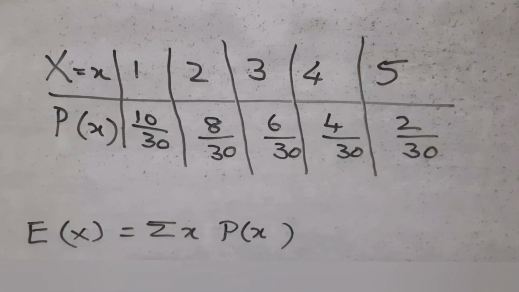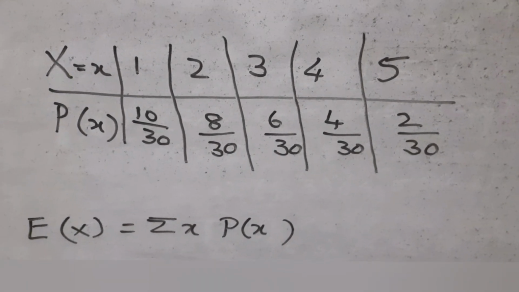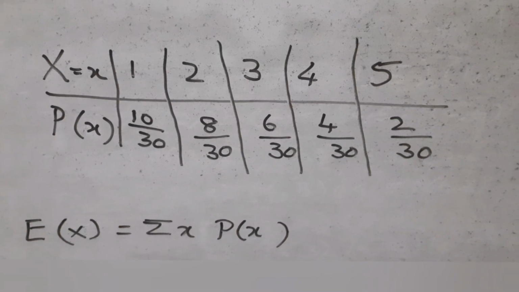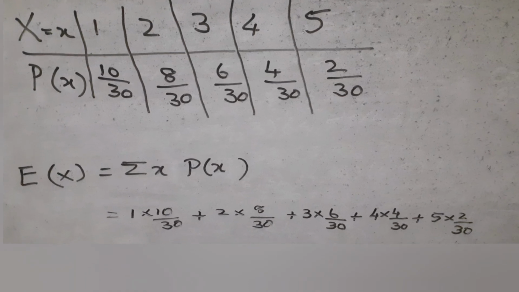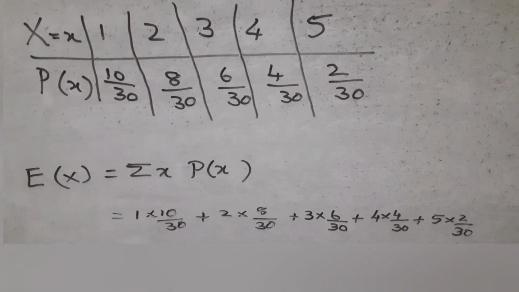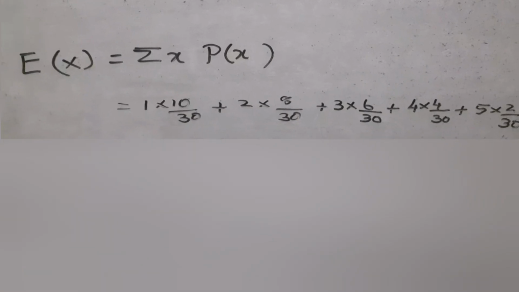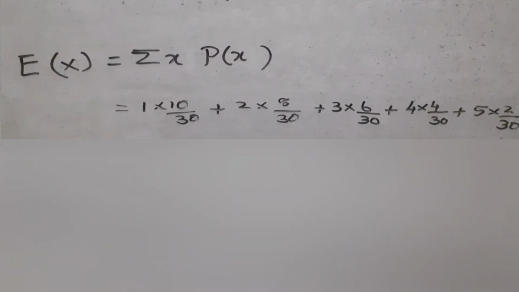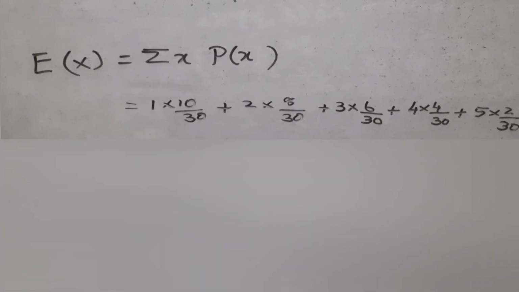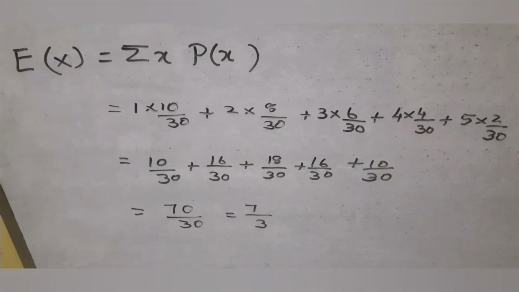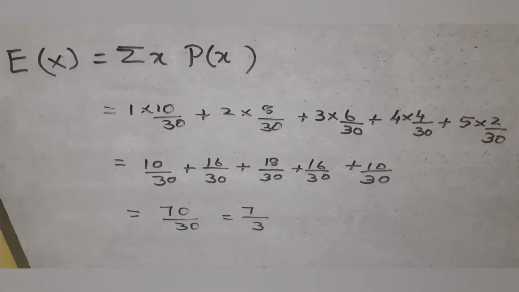Since x is a discrete random variable, we use the formula expected value of x, E(x) equal to summation x into P(x). Using the table, expected value of x will be 1 times 10 by 30 plus 2 times 8 by 30 plus 3 times 6 by 30 plus 4 times 4 by 30 plus 5 times 2 by 30. So we get E(x) equal to 7 by 3.